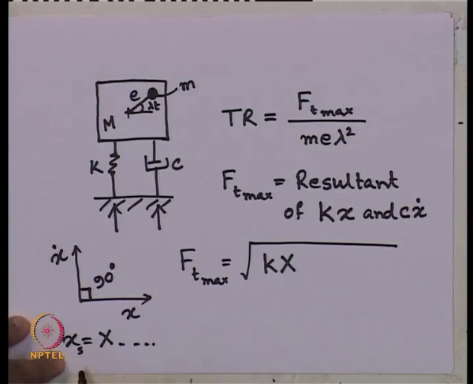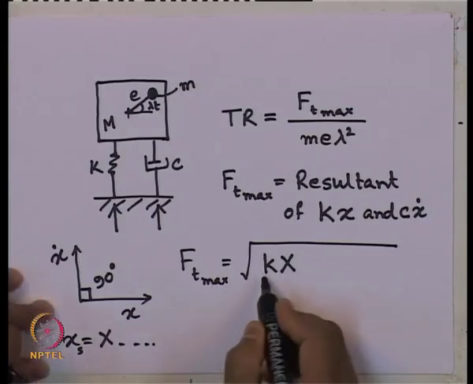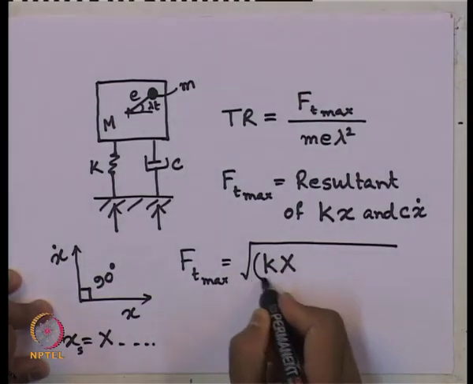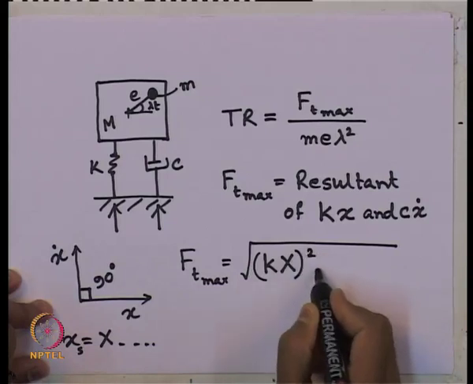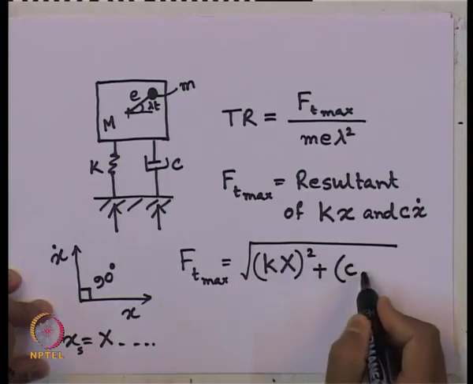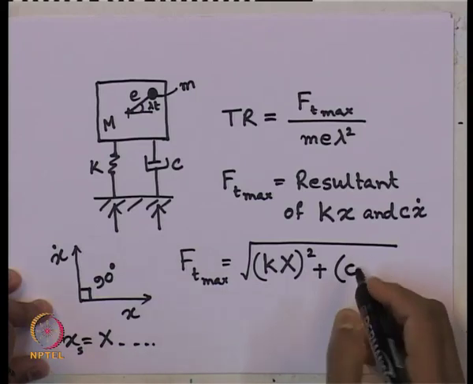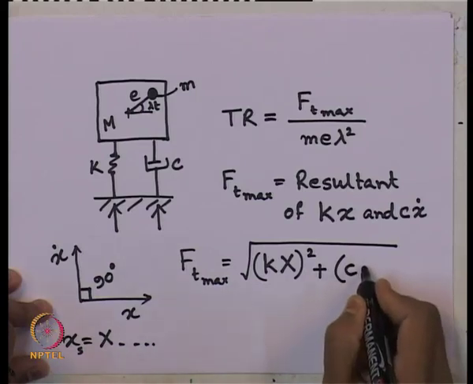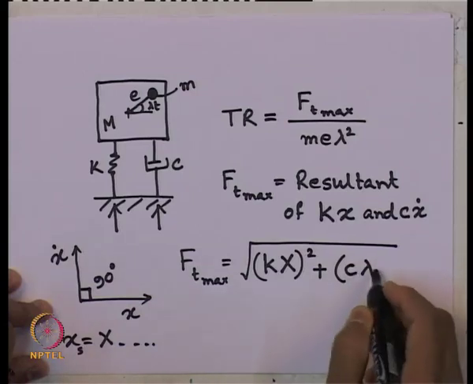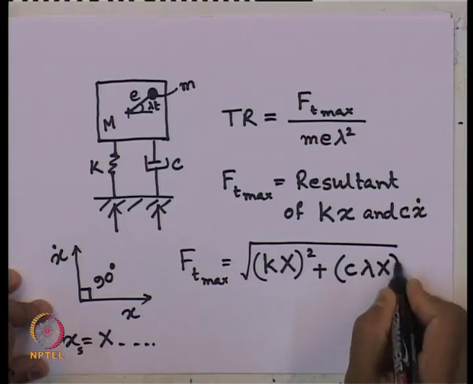So, if it is that, then the maximum value will occur for only this amplitude component. So, that is what I am taking here. So, it will be the resultant of these two. So, k x whole square plus c lambda x whole square.